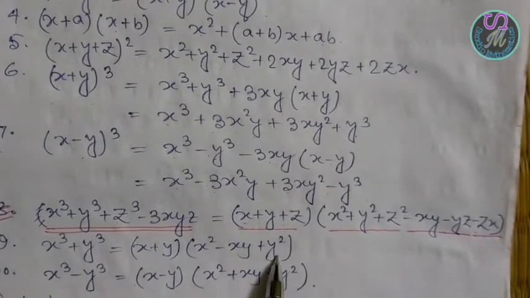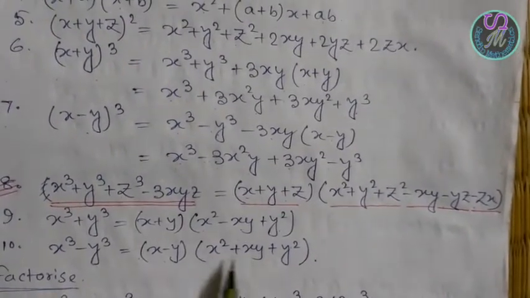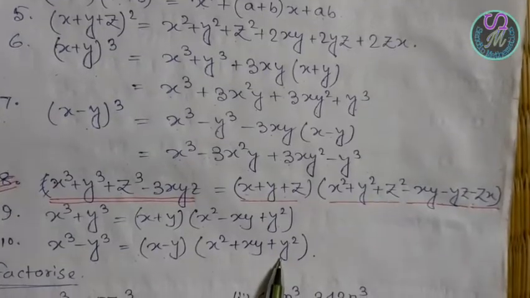And x cube minus y cube, this one is x minus y into x square plus xy plus y square.